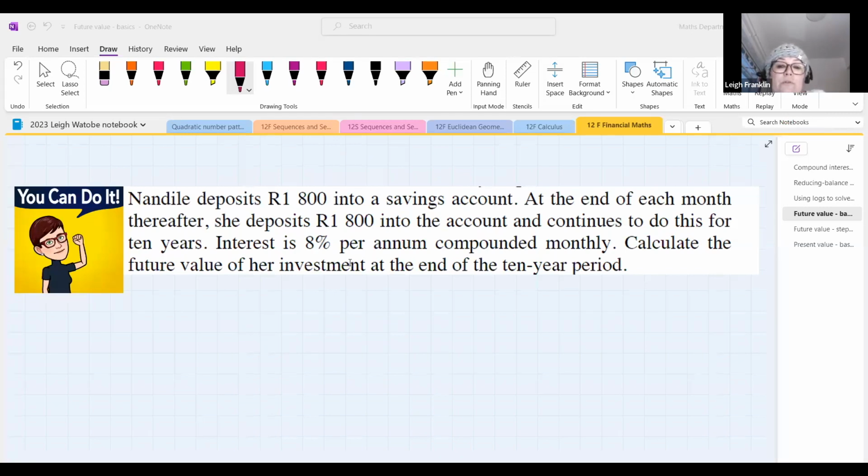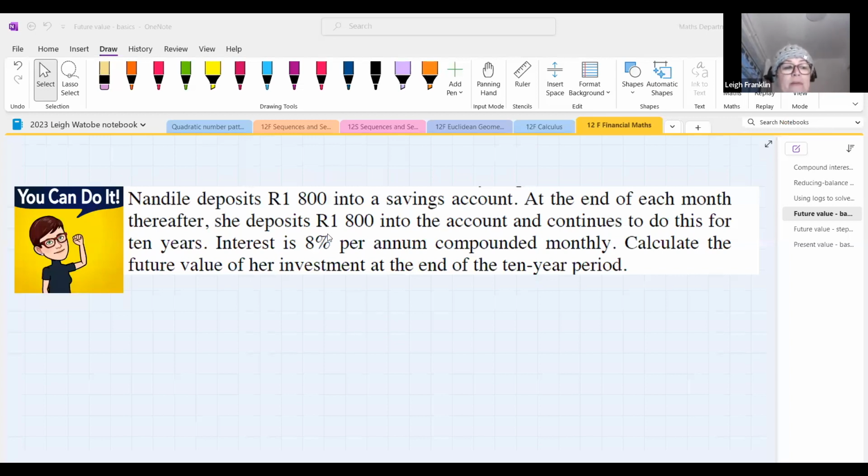10 years. Okay. So in this situation, just reading that so far, Mbalenhle, try and draw yourself a timeline based on the information. Yes, Teddy, you're quite right. Timelines are really useful. We get no marks for them, but they're really useful. When you read Nandile deposits 1,800 Rand into a savings account, at the end of each month thereafter she deposits 1,800 into the account, even though they haven't used the word that she has deposited immediately, they're implying that.